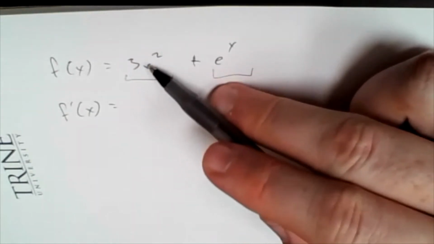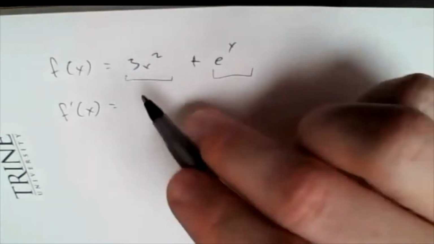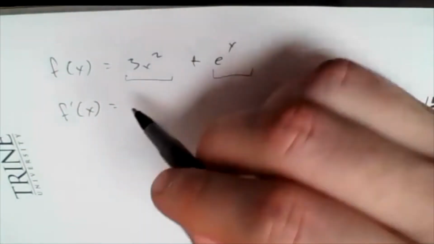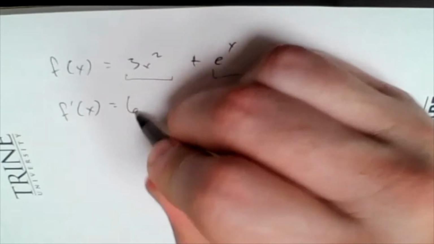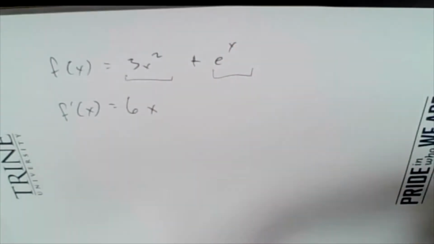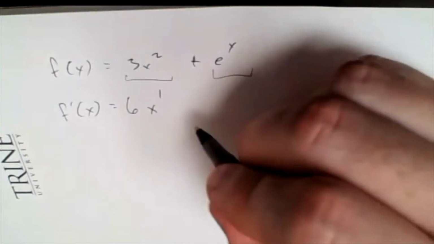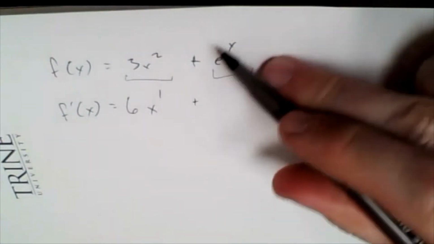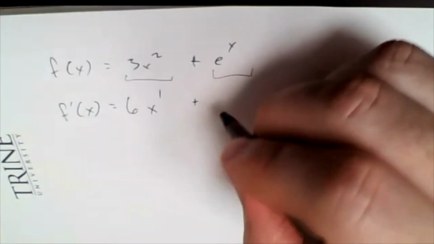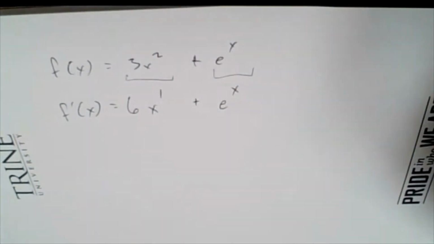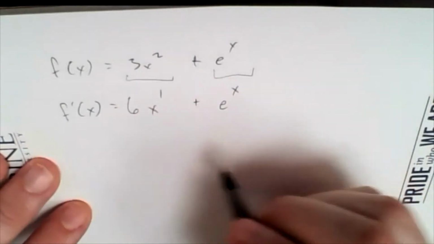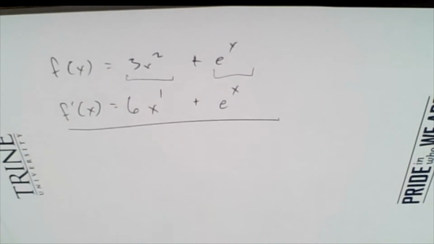For the derivative of 3x squared, I'm using the power rule. I bring down the exponent: 2 times 3 is 6. My new exponent is 1 less than I had before, so that will be 6x to the power 1. For the exponential function, e to the x is its own derivative. So this would be the answer to part 2.